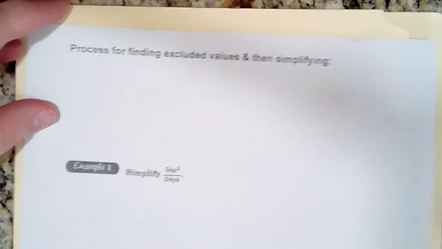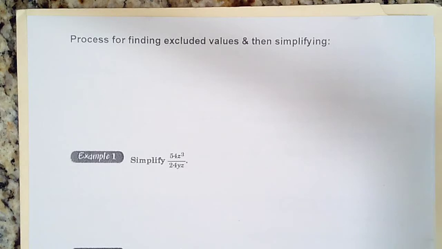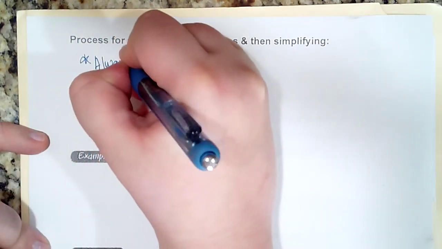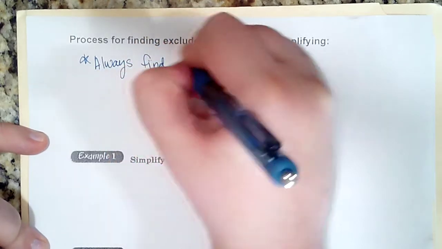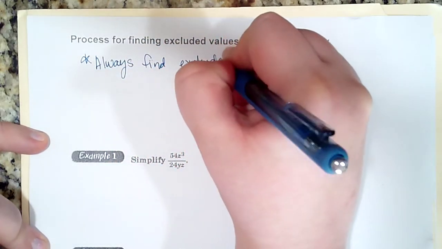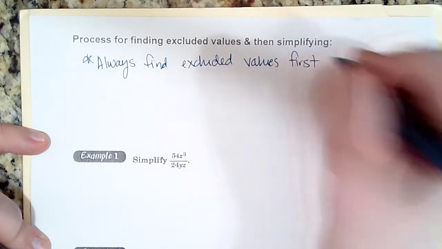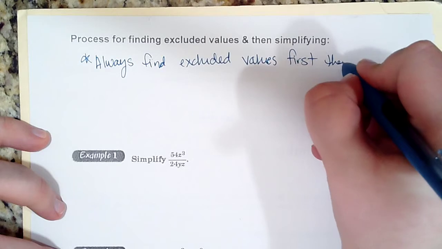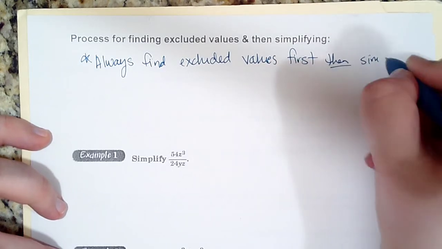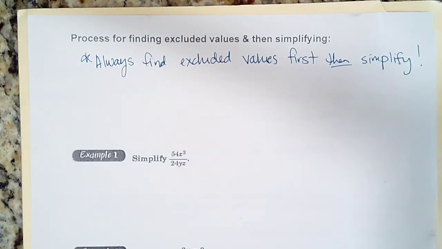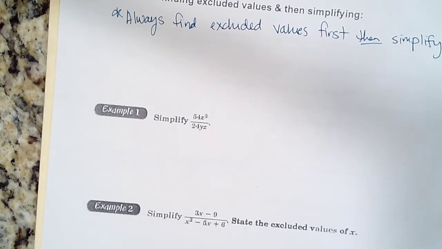So the process for finding excluded values and simplifying. The big thing you need to know here is that you always find excluded values first, and then simplify. We have to do this because if we don't, we may miss out on some of those values. All right, let's jump down here then.